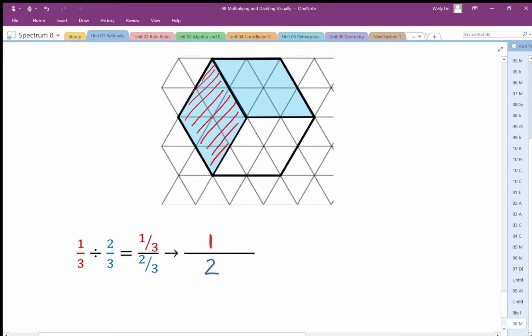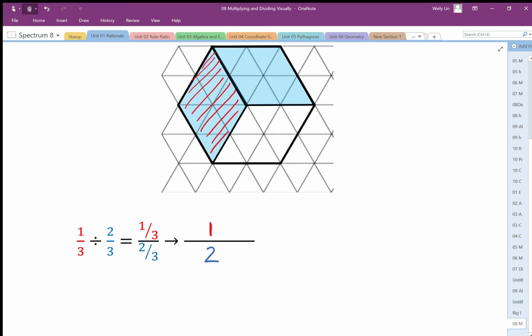And again, I can confirm my strategy of changing the divide to times, doing an opposite, and then doing another opposite of flipping the second fraction. I can see that times 3 divide 3 cancel out, and sure enough I get the correct answer of 1/2.